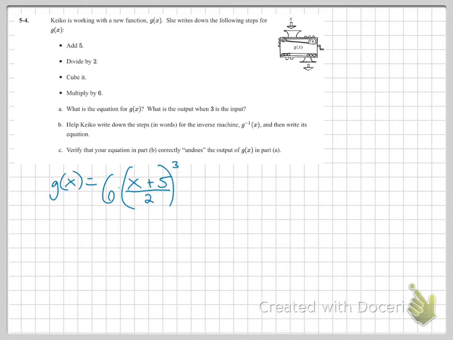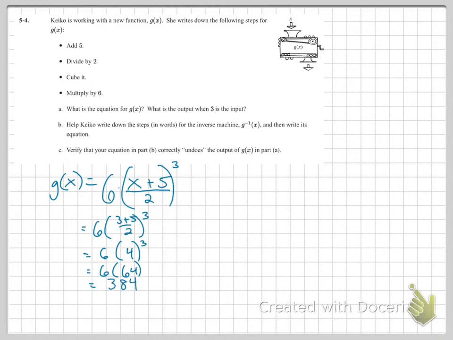What is the output when the input is 3? So plug in 3. 6 times 3 plus 5 over 2 cubed. So 6 times 8 over 2 is 4 cubed. 4 cubed is 64. Times 6 equals 384. When you plug in 3, you get 384.